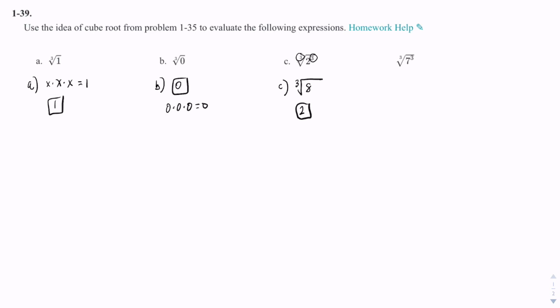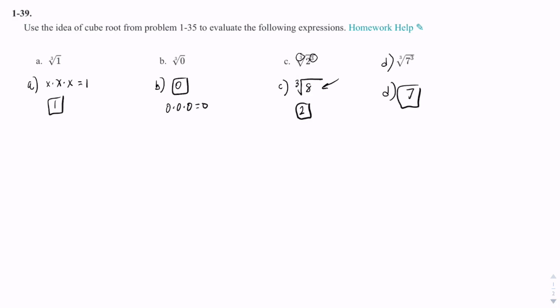So I would say don't do it this way. Just go right to 2 because the cube root and the cube cancel each other out. So for this one, I'm assuming this is supposed to say D here. For D, again, the cube root cancels out the cube, so we're left with 7.